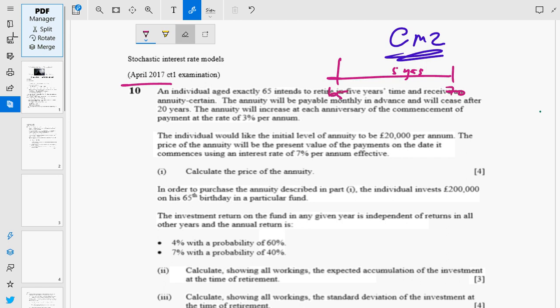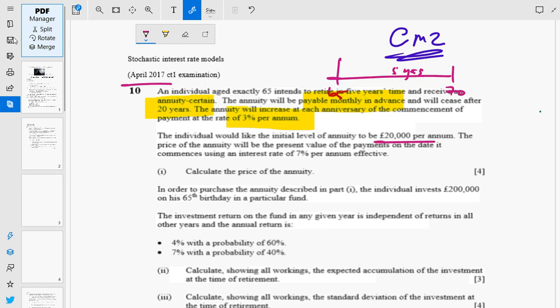So the annuity, now this is the important part. They are saying the annuity will be payable monthly in advance and will last 20 years. The annuity will increase at each anniversary of the commencement of the payment at a rate of 3%. So we have an increasing annuity here, increasing at a constant rate of 3%. Now they're saying the individual would like the initial level annuity to be £20,000 per annum.